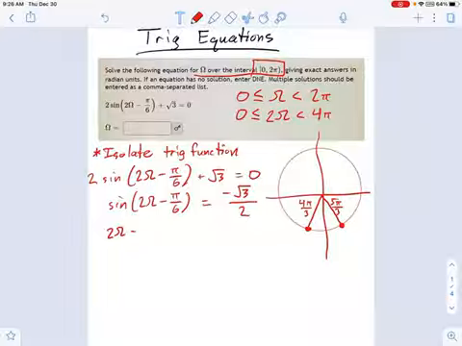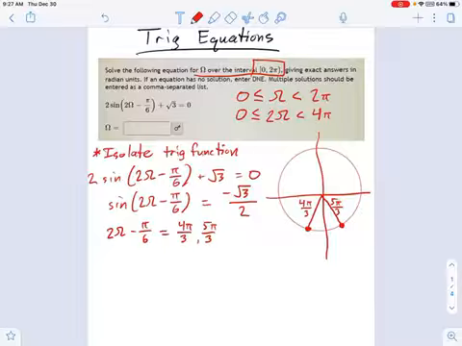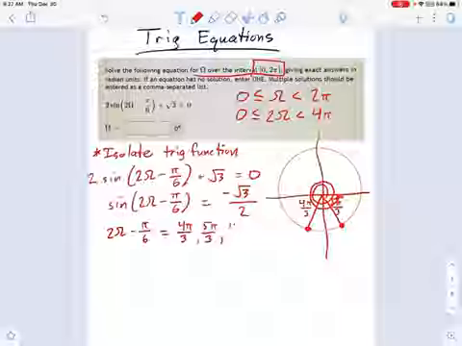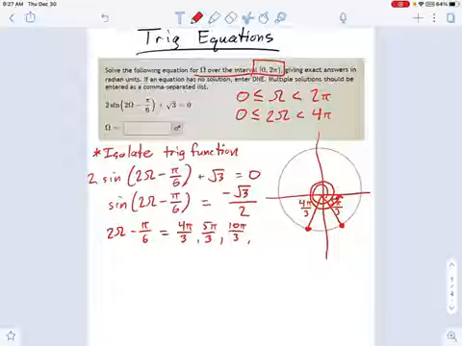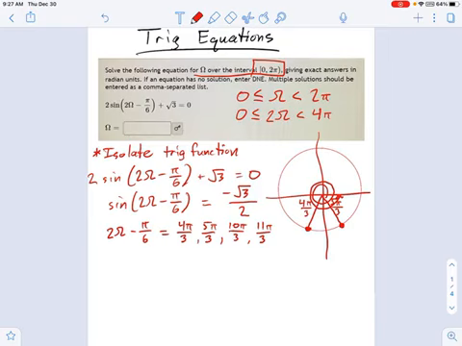2 omega minus pi over 6 equals 4 pi over 3 and 5 pi over 3. Except we're not done yet, right? How many times around the unit circle am I going? Remember what we talked about at the beginning. I'm going twice around the unit circle. That's just once, so I need to go again. What are some more angles? Add 2 pi to each of these angles. 2 pi is 6 pi over 3, and we come up with 10 pi over 3 and 11 pi over 3 as coterminal angles.